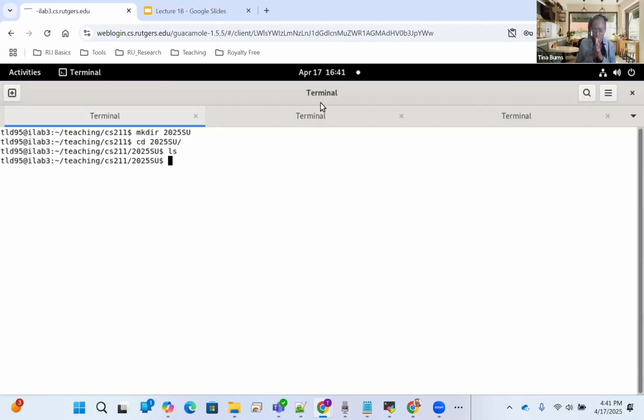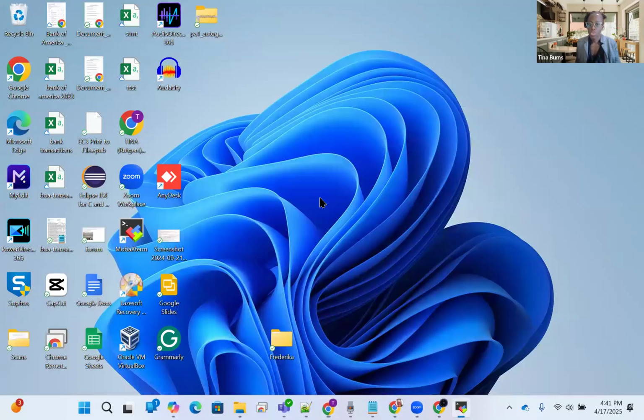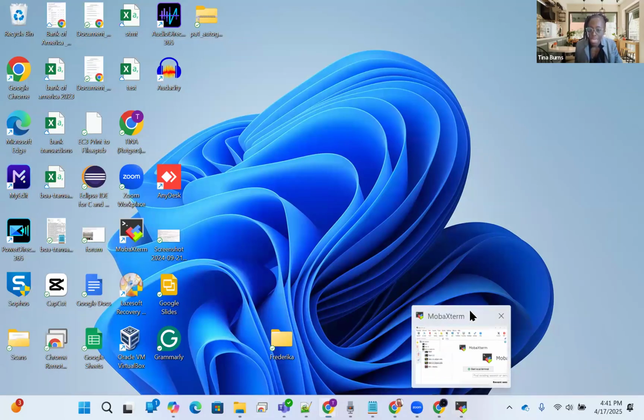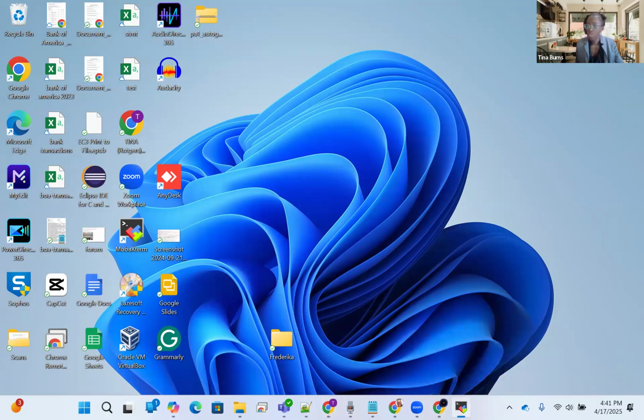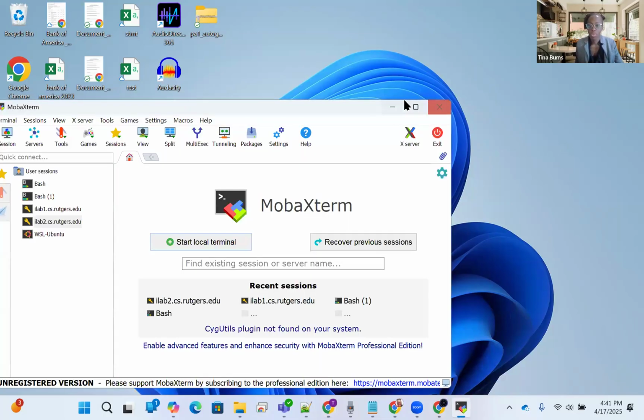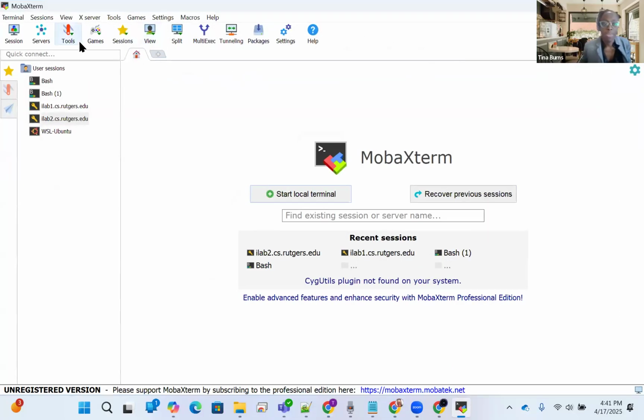So I'm sorry, I did show you guys one way to log in. That's if you go to this web login.cs.rutgers.edu. If you wanted to do a remote host into that, you can also do that. If I want to do SSH into something, I use something called MobaXterm, but you can use whatever platform you want to use. There are more popular ones. I kind of like this one. But if you wanted to do an SSH session so that you didn't have to go to Guacamole, you can do that as well. So I'll go ahead and show you guys an example of that.